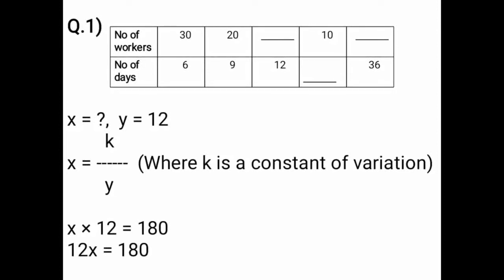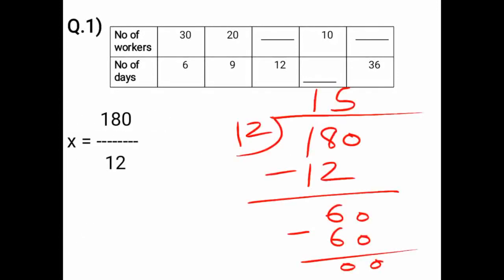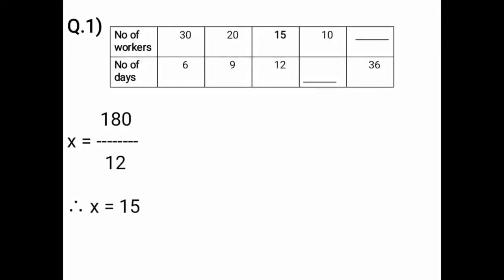Now you have to divide. 12x is equal to 180. You have to find the value of x over here. That means x is equal to 180 upon 12. I have divided 180 by 12. I am getting the quotient 15. Therefore, x is equal to 15. The number of workers is 15. In the third column, you have to write the answer here.